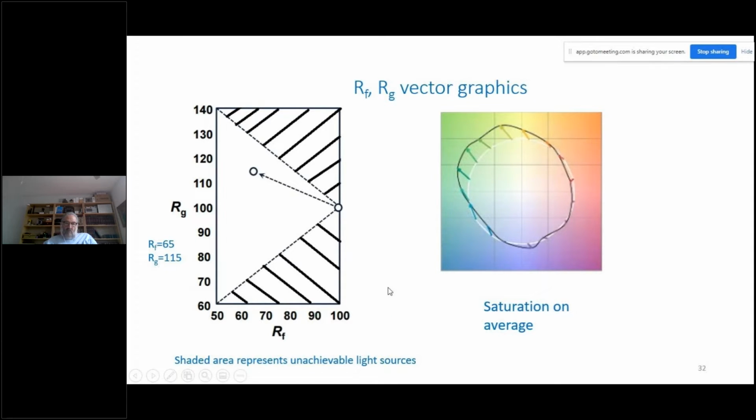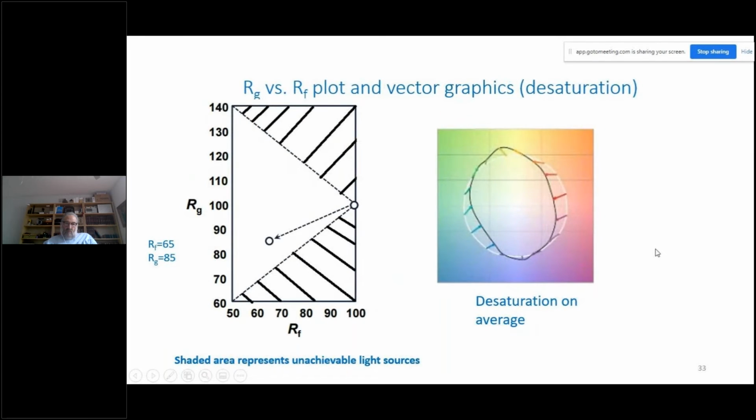And mind you, you cannot have an RG of 115 and an RF of 100. Once one of the values changes from 100, the other will also change. You cannot have one of the values being 100 and the other a different value. It's either both 100 or two different values. So here I show a desaturated light source. You clearly see that it's a deflated ball, and this desaturation area is larger than the saturated area, and its values are RF 65, RG 85.